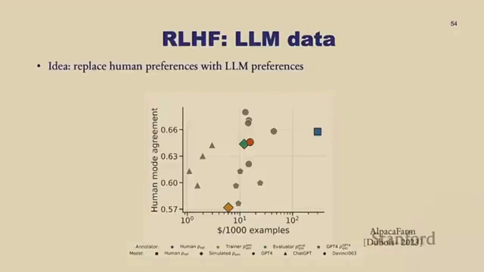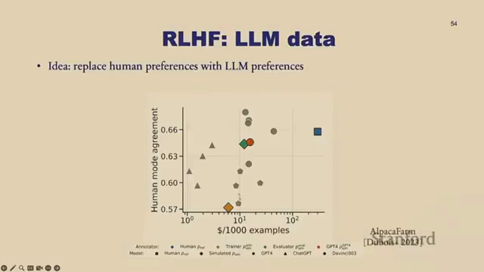So what we did also last year, again the same thing as Alpaca, was the idea that, well, there are challenges with humans, so maybe we can just replace them with LLMs. So what we did is simply replace human preferences with LLM preferences. I'm just realizing that the slides are not centered.